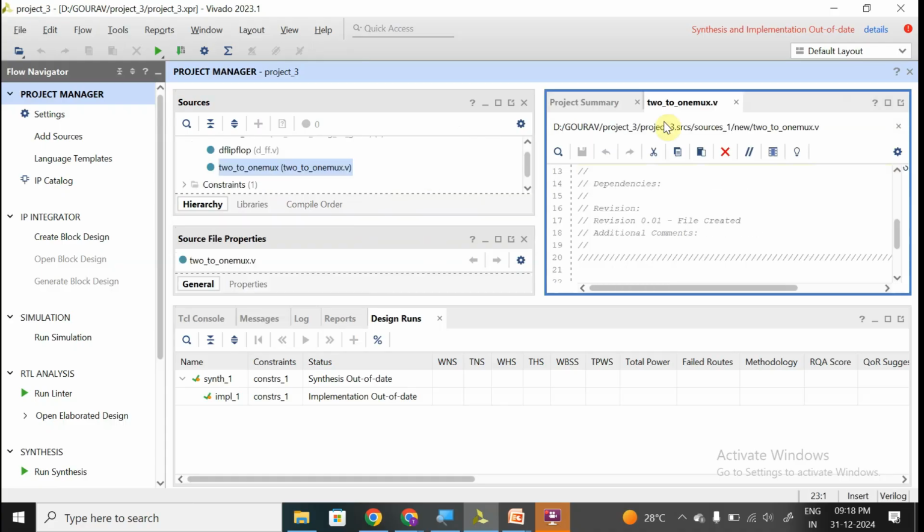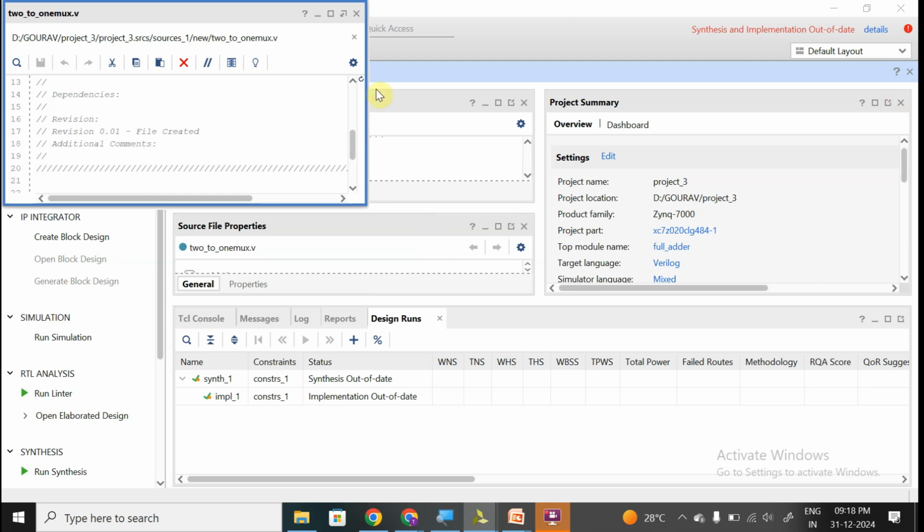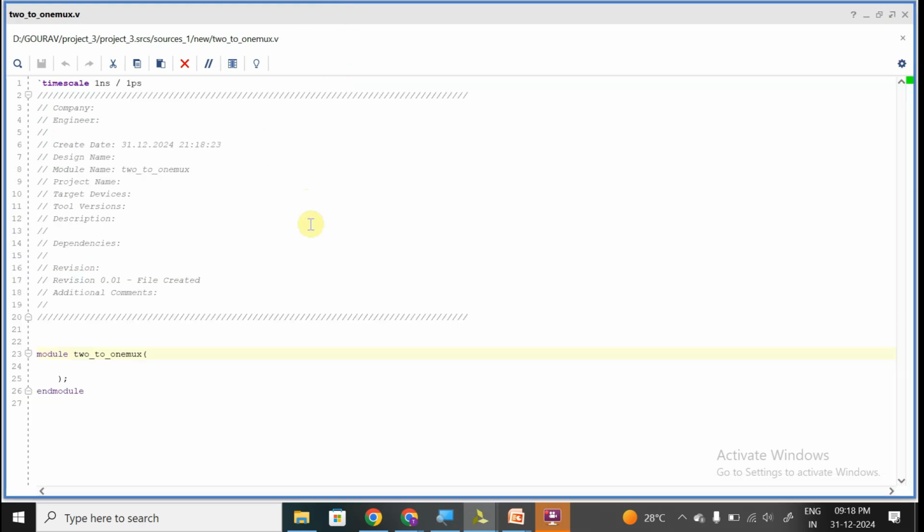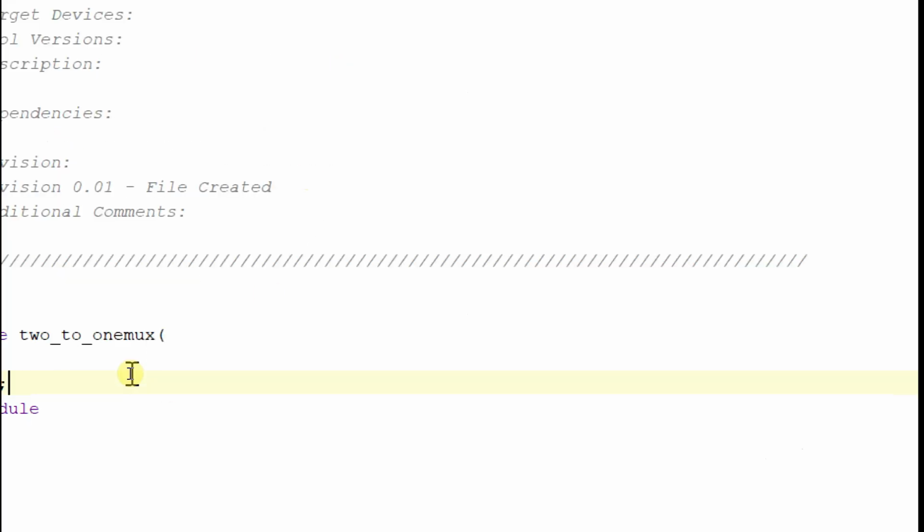My screen is visible to everyone, right? Yes, sir. Yeah, let me zoom in.